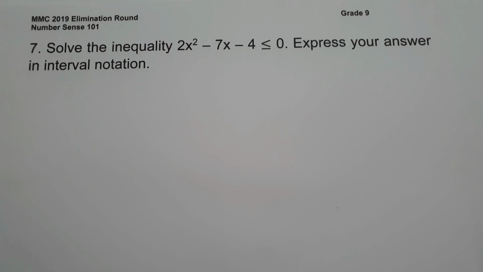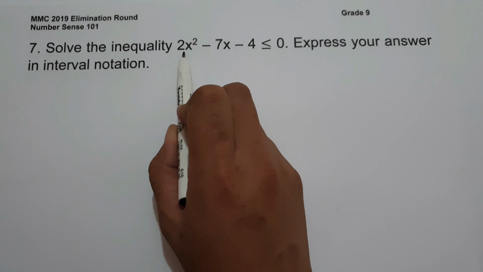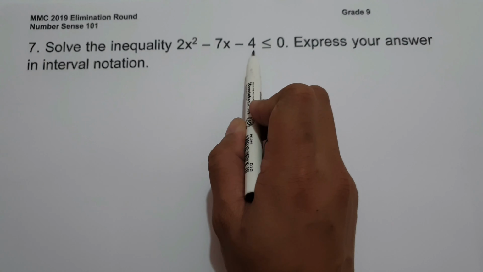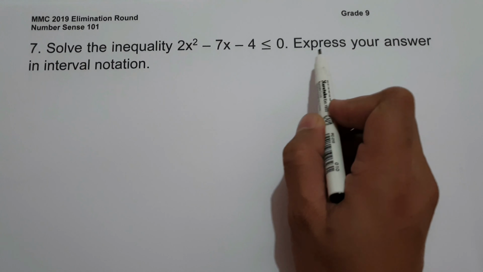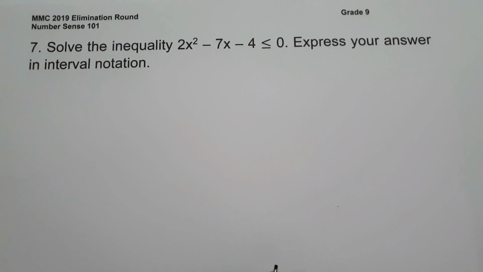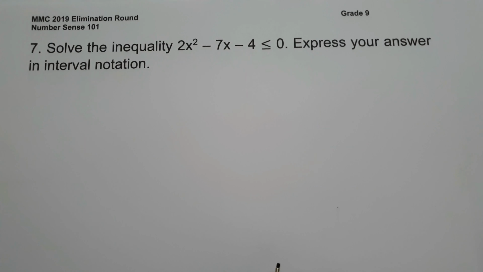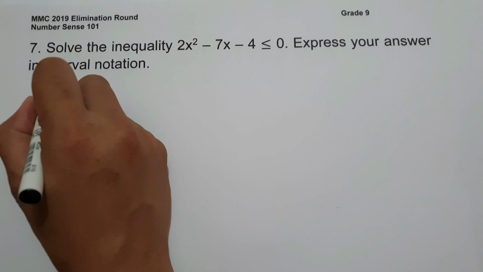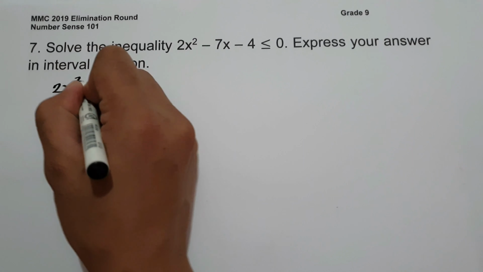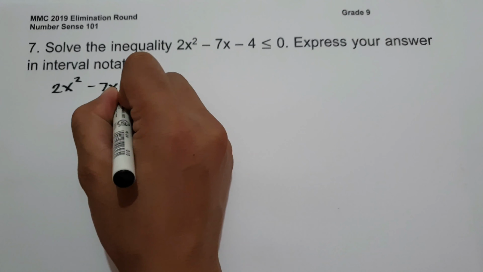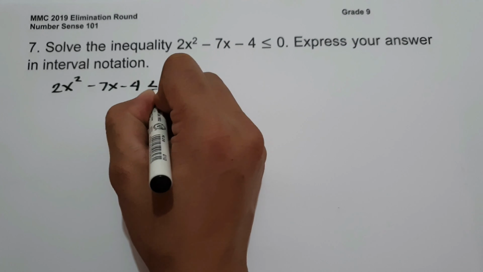For number 7, solve the inequality 2x squared minus 7x minus 4 less than or equal to 0. Express your answer in interval notation. So how can we find the solution for the inequality? So let us have 2x squared minus 7x minus 4 less than or equal to 0.